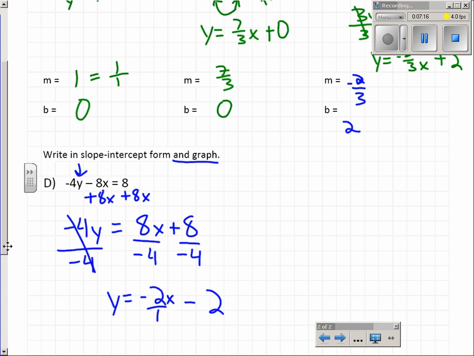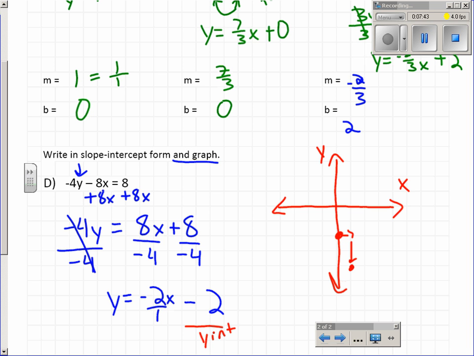Now we're going to graph this. And just like we did in class today, you graph by doing first the y-intercept, and then from that point, you graph using the slope. So this right here is my y-intercept, negative 2. So that's down here. My slope is negative 2 over 1. That means x goes forward 1, and y goes down 2. So that's my next point, and then that's my line.